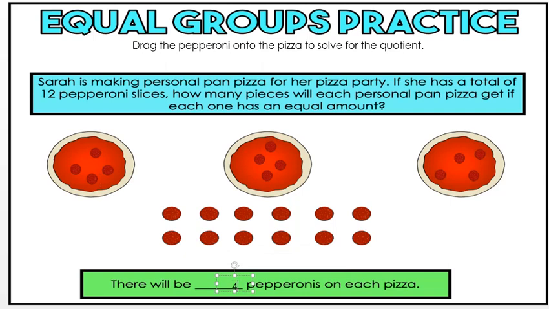So we had 12 to start off with. 1, 2, 3, 4, 5, 6, 7, 8, 9, 10, 11, 12. And remember, these ones don't move for some reason. So instead of having big pepperoni slices, we just get little ones. And there were 12 and 3 pizzas. So we put 12 into 3 equal groups of 4 each.